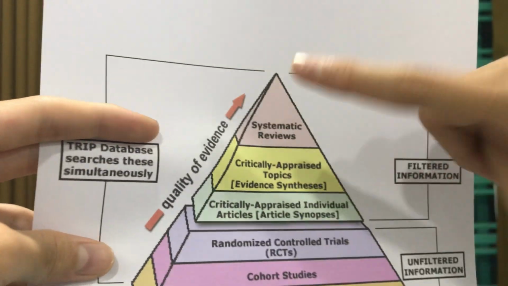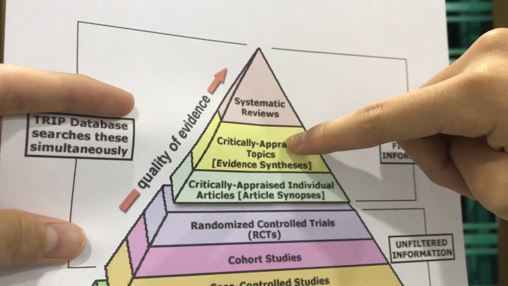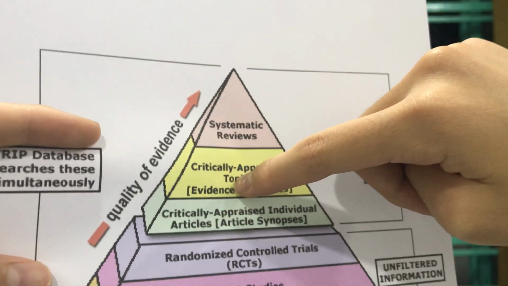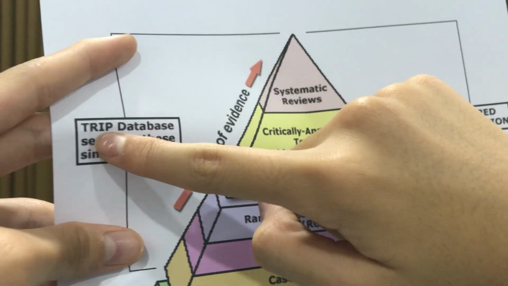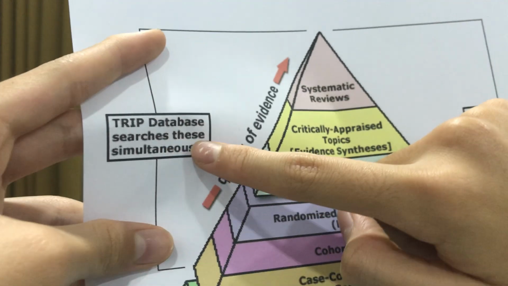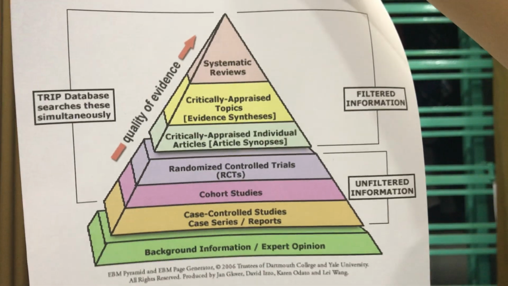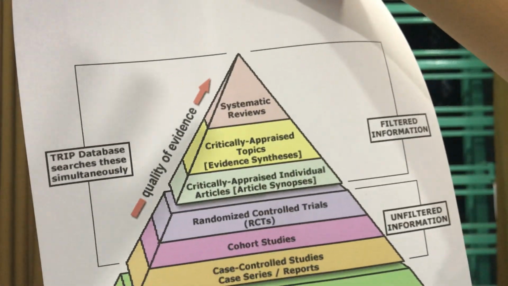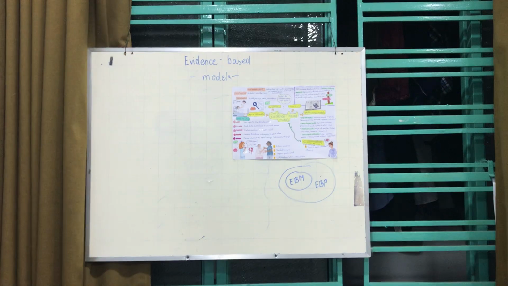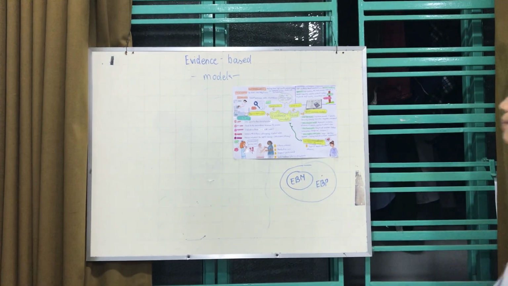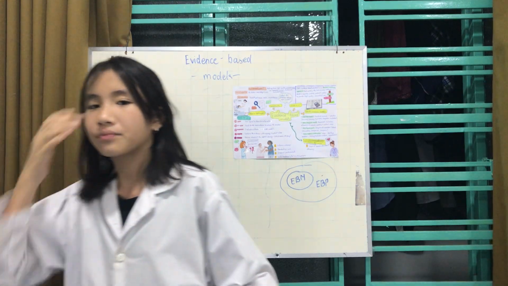This will be systematic reviews, clinically appraised topics or evidence-based synthesis, critically appraised individual articles or article synopsis, and the TRIP database searches these simultaneously. So that is the quality of evidence. The higher up you go, the more quality it has. So that's just a visual to show you some examples of the best research evidence. What I mean by that.